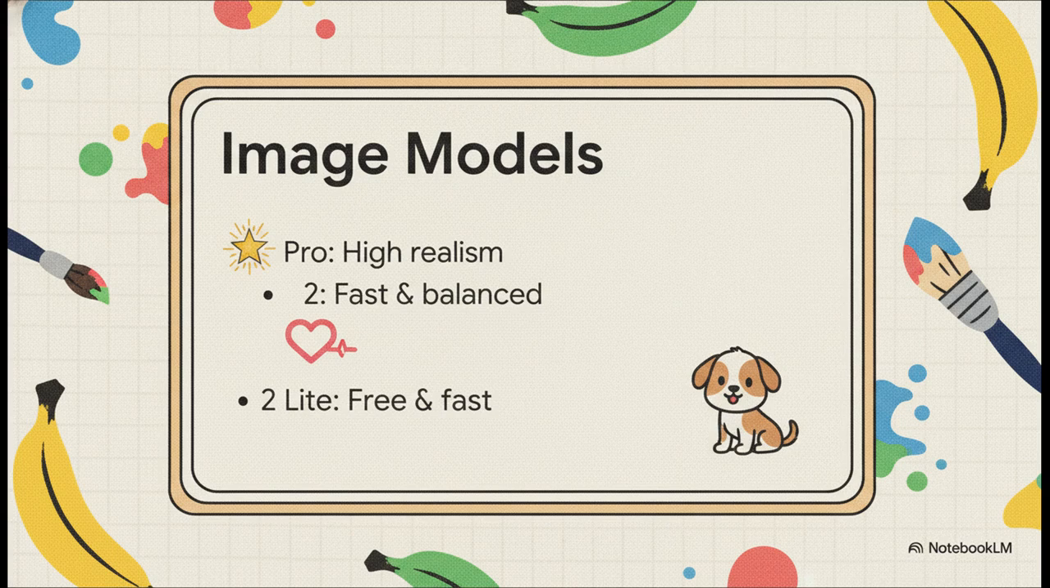In the middle, Nano Banana 2 is your perfectly balanced model for fast, high-quality social media graphics, like a beautiful illustration of a family eating dinner. And at the base, Nano Banana 2 Lite is a completely free, ultra-fast model that can generate a simple concept, like a cartoon dog, in just a few seconds.